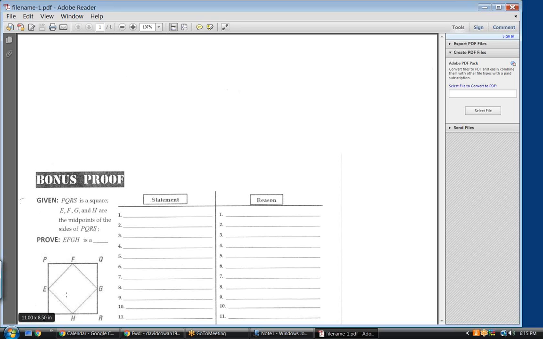Okay. Well, in order to prove these are congruent, what do I need to know about PF and FQ? Well, F would be the midpoint, wouldn't it, of PQ? That's in the given, that F, E, H, and G are each the midpoint of those lines. So what can you say based on that?